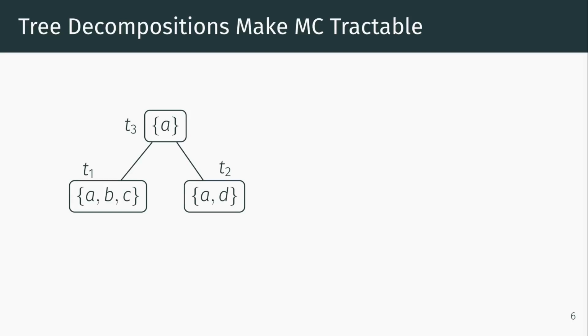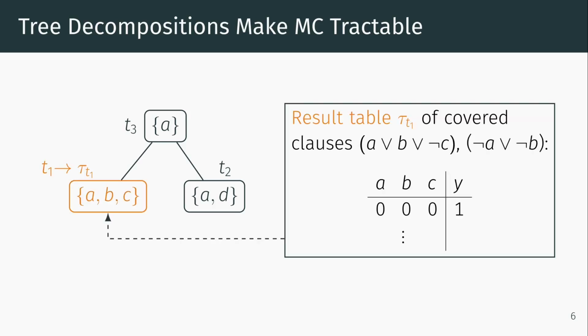There, we only have to consider a subset of variables at a time. To see how this works, let us have a look at a small example. We start at our first node T1, which is labeled with variables A, B, and C. There, we construct a result table over these variables, where we store satisfying assignments with respect to the covered clauses by A, B, and C. So in this case, we only consider the first two clauses of our example formula, because they are covered by variables A, B, and C.